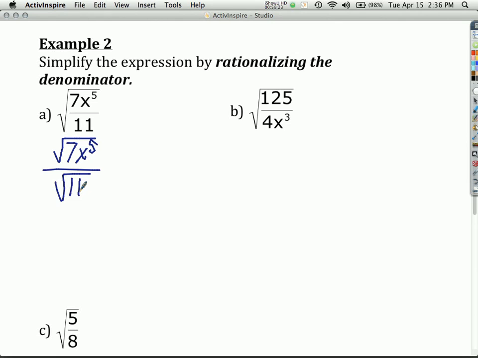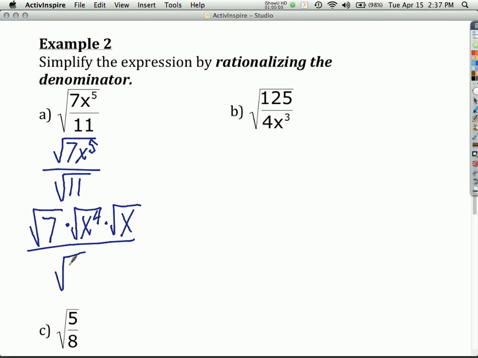Because there is. There's a perfect square in there. What is the perfect square in there, Alexandra? No, I just want to know what is the perfect square inside the numerator. Well, x to the 5th power is not a perfect square, but there's a perfect square in there. What is it? Very good, x to the 4th. And so this can be rewritten as radical 7 times radical x to the 4th times radical x over radical 11.